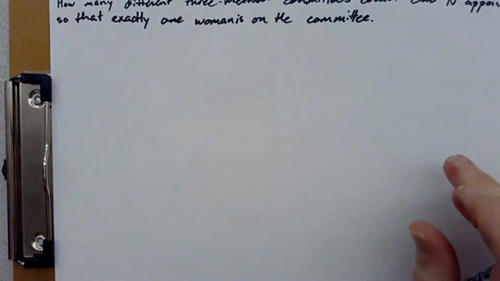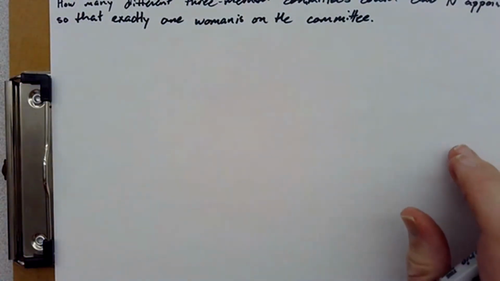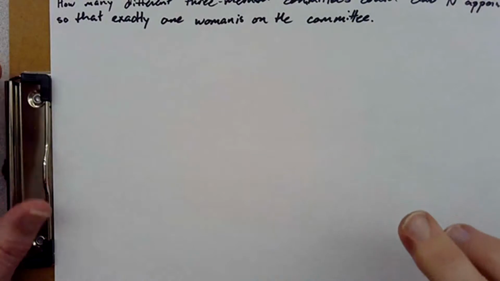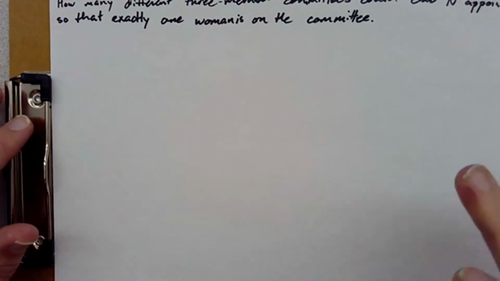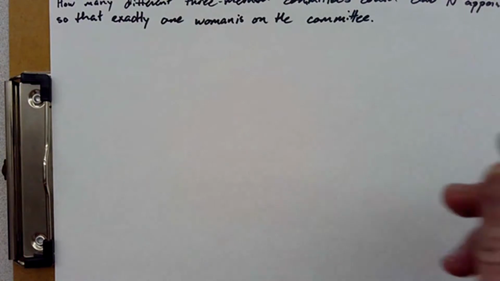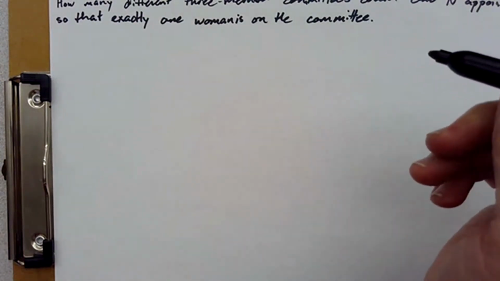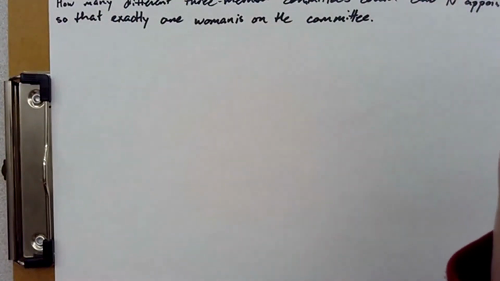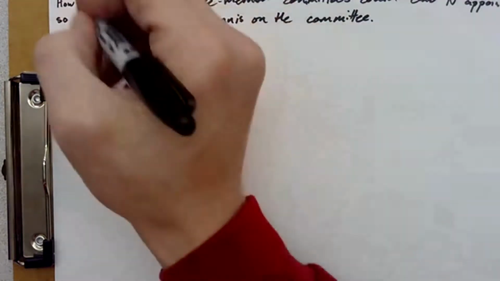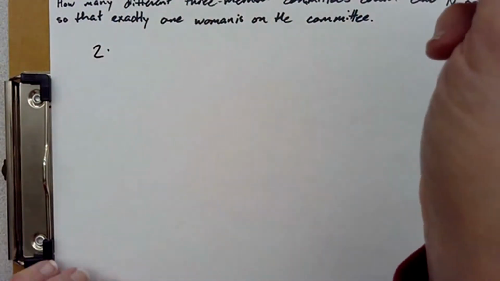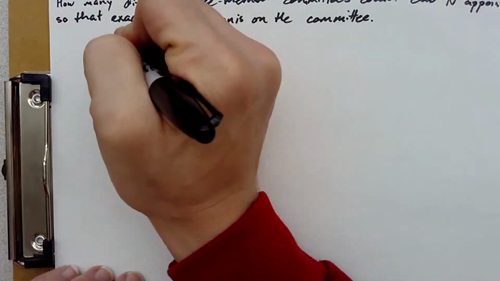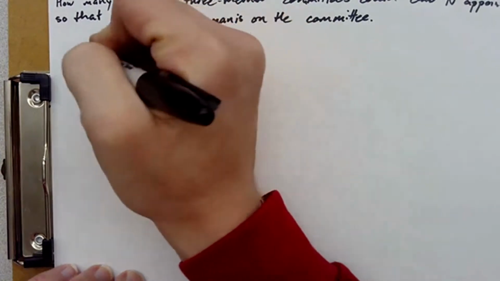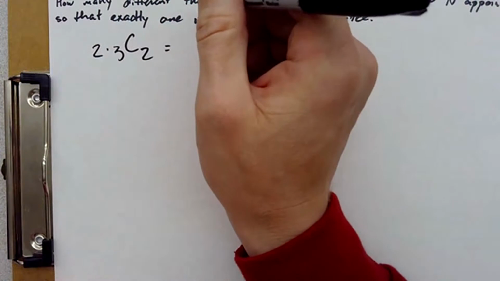How many different 3-member committees could Club N appoint so that exactly one woman is on the committee? Remember, Club N was the set of Alan, Bill, Kathy, David, and Evelyn. So we want to appoint exactly one woman to the committee. That means we have to choose one of Kathy and Evelyn, 2 possibilities there, and then 2 of Alan, Bill, and David. So that's 3 choose 2. The first part is actually 2 choose 1, but that's the same thing as just 2.